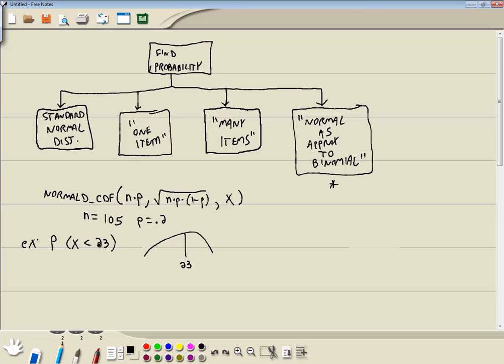If this includes 23, our shading has to include 23. If this does not include 23, our shading cannot include 23. Well, x is less than 23, it doesn't include 23. So I'm going to subtract 0.5. And then I'm shading this way. Again, wording does not include 23, your shading cannot include 23. If I had added 0.5, it would have included it. Well, this is already based upon the area to the left, so we're ready to plug in our calculator.